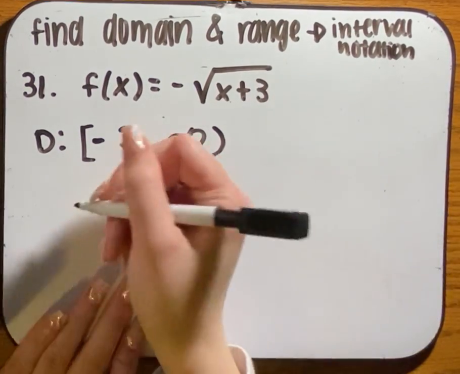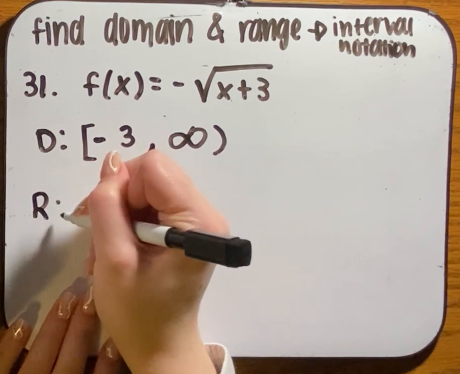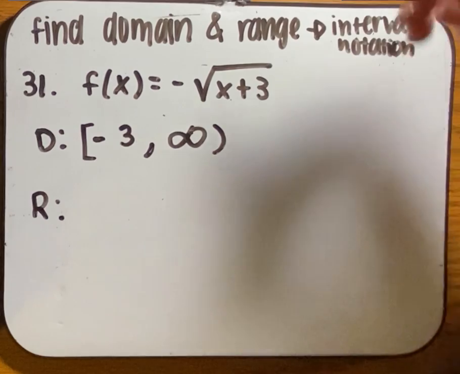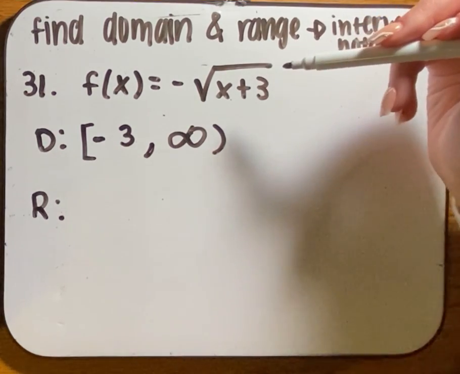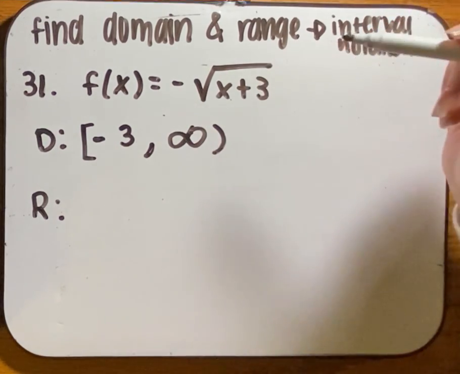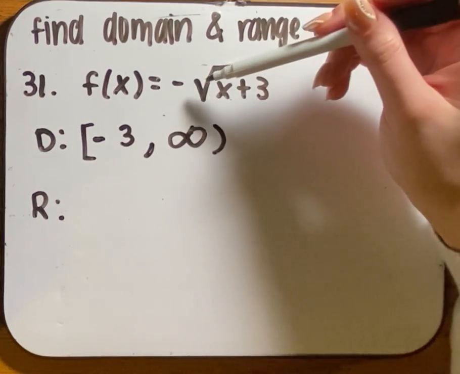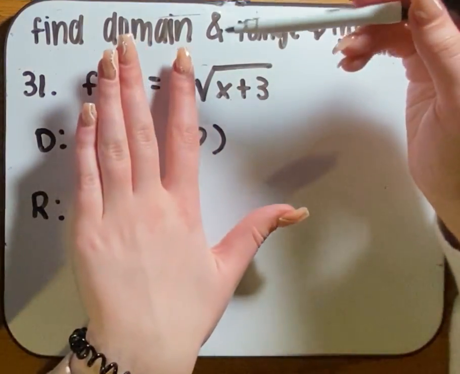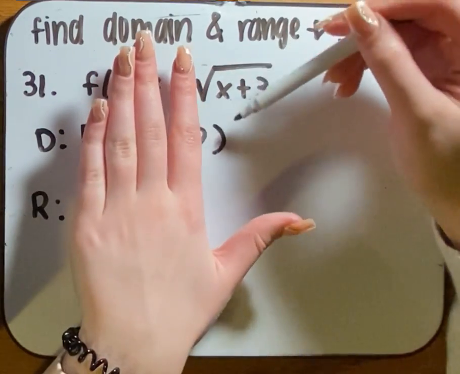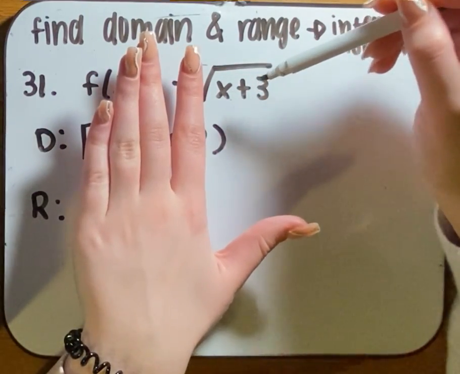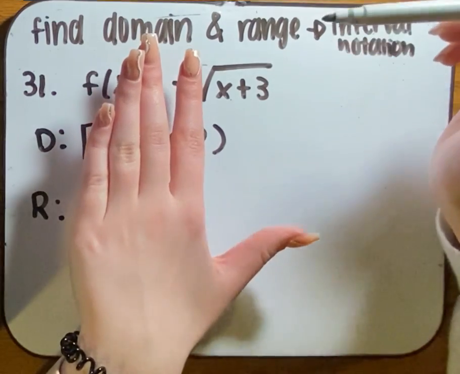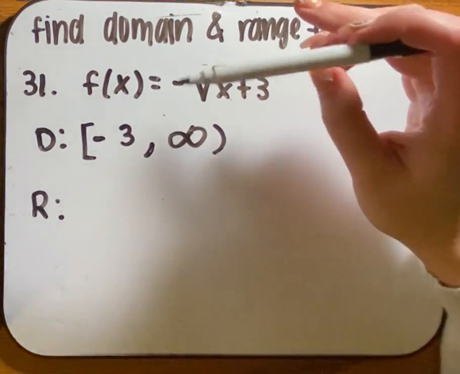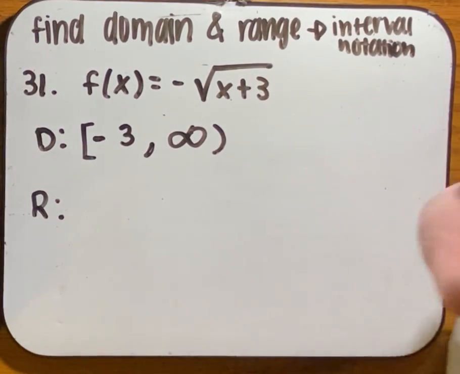And now going on to the range. Because this is in the square root and we are in real numbers, you know that this number will always have to be positive. It cannot be negative. So not accounting for this negative sign right here, just looking at this radical, that part of the equation will always have to be positive because of the radical. Then when you take into account this negative sign, you know that the overall value will always be negative.